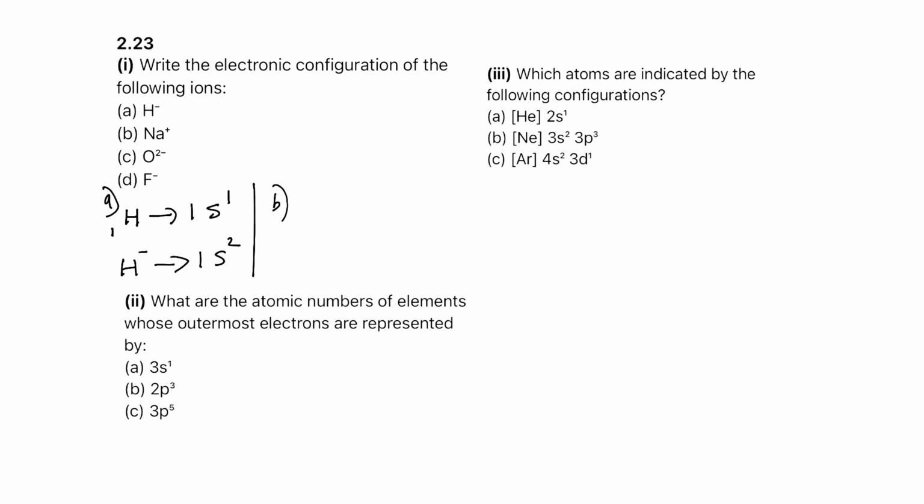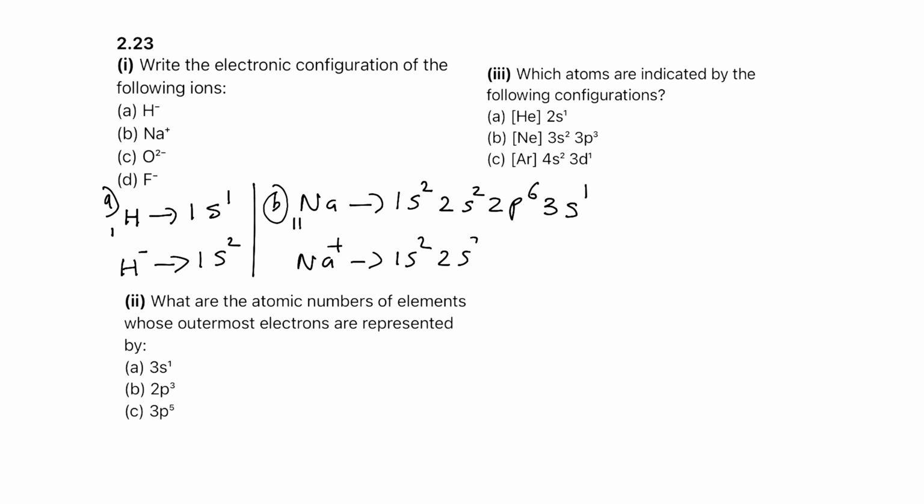Now, second one. Sodium. See, sodium, you know, atomic number is 11. What is the configuration? 1s2, 2s2, 2p6, 3s1. Now, Na plus means losing one electron. It becomes what? 1s2, 2s2, 2p6. Electron will be lost from the outer shell, right? Okay. Now what is the next one?